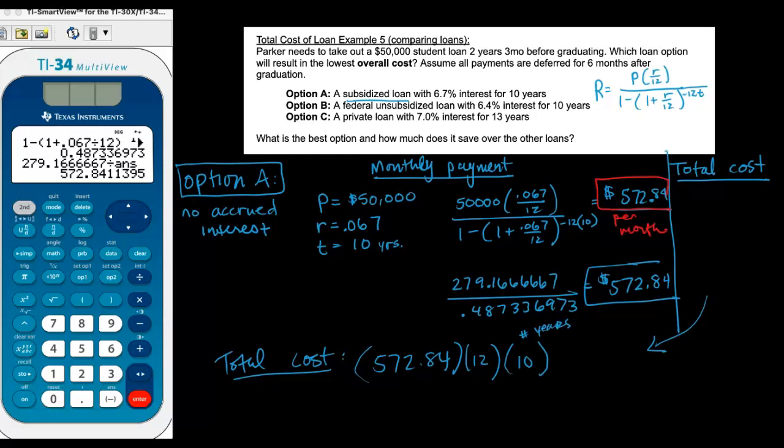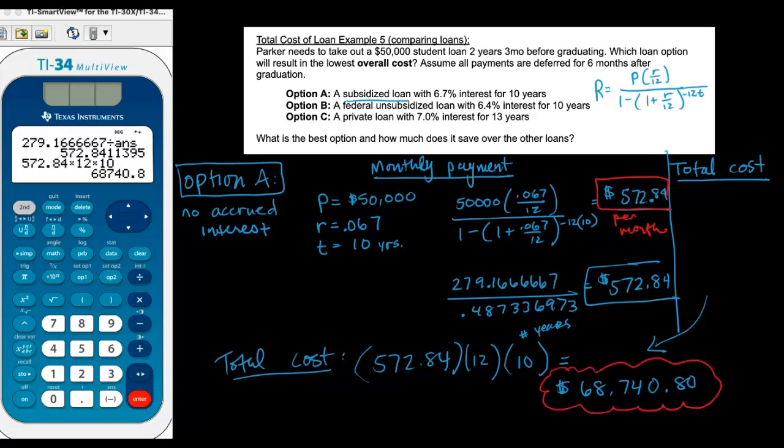And that will give you the grand total that the student pays in the end. So times 12 times 10. And we end up getting $68,740.80. So just think about that for a minute.